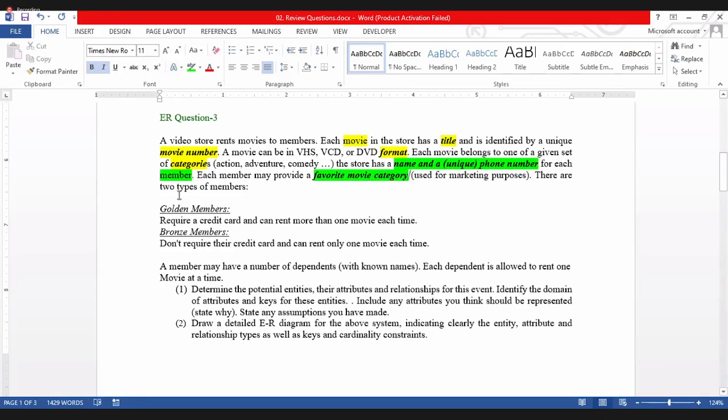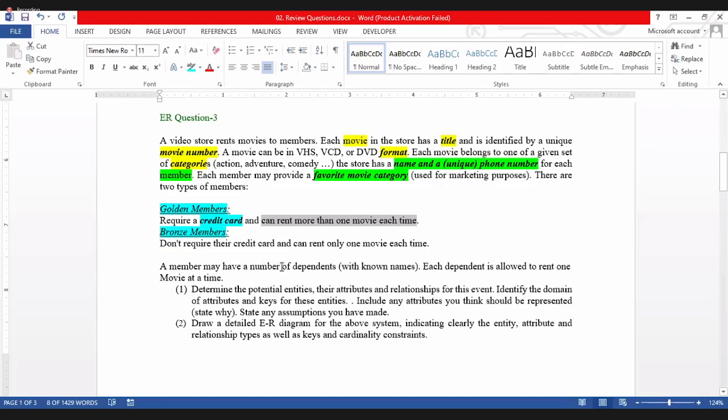And there are two types of members. Now you can draw it as a generalization or specialization because there are two types of members, gold member and bronze member. Gold member have some specific attribute. They have credit card as their attribute. And they can rent more than one movie at a time. Bronze member don't require their credit card and can rent only one movie. That is a difference. The gold member have credit card. Bronze member doesn't have any credit card.